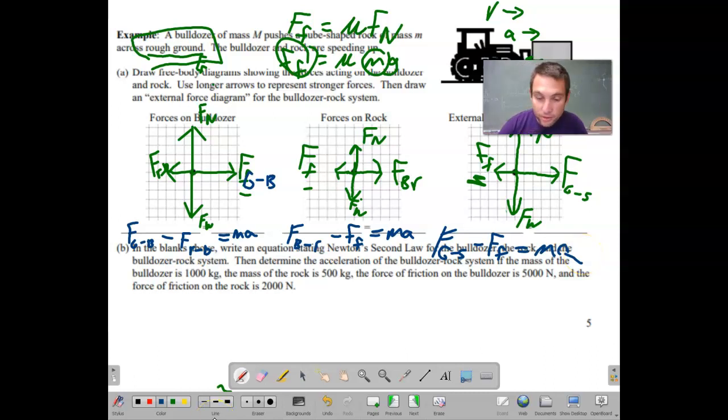That's going to allow us to do kind of a shortcut here to determine the acceleration of the bulldozer-rock system, because we're just looking at everything as a system. We don't care about the interaction between the bulldozer and the rock.